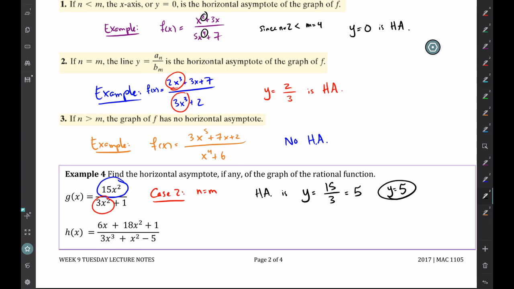Now this next problem I'd like you to take a look at. You have to fill it out, and then I'll show you how to do it.